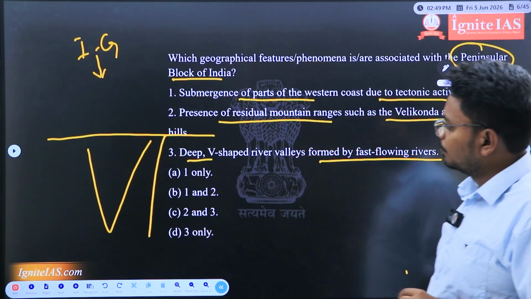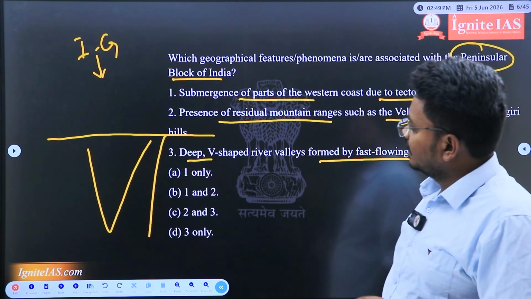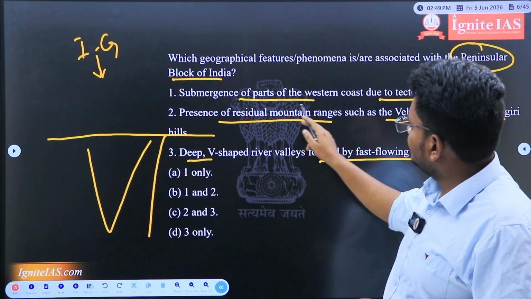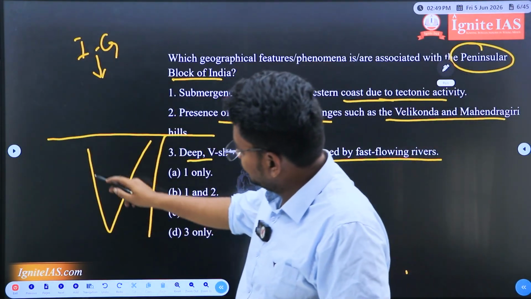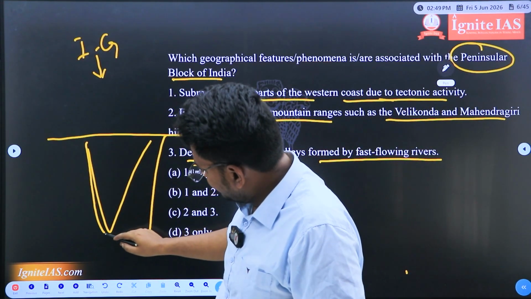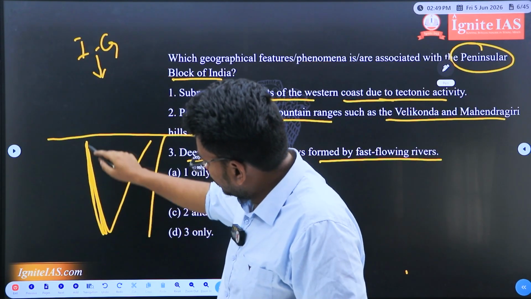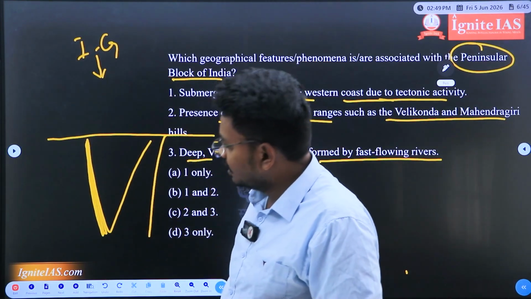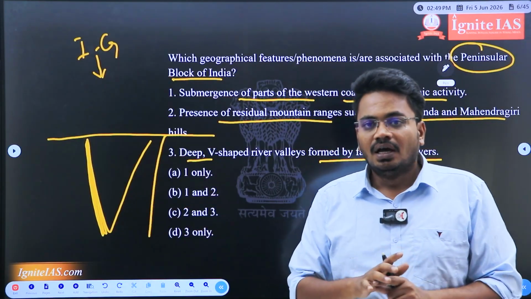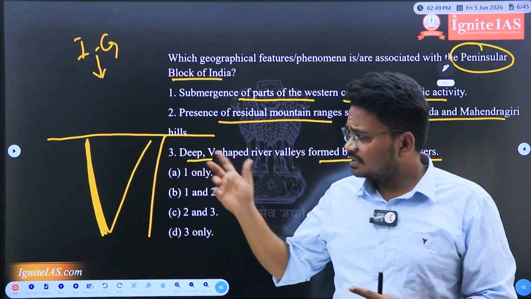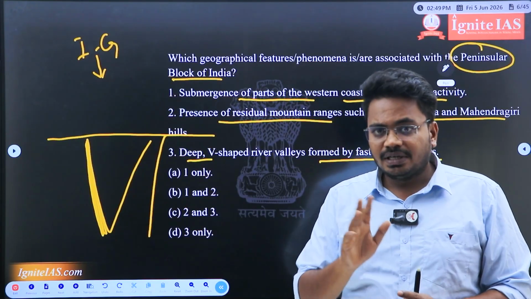So the point here is, statement 1 says that submergence of part of western coast due to tectonic activity. So what does it mean? It means that this western coastal area has been submerged into the waters of the seas. Right, and this submergence is happening due to the tectonic activity. So that is what is mentioned in statement number 1. So the statement is right only.